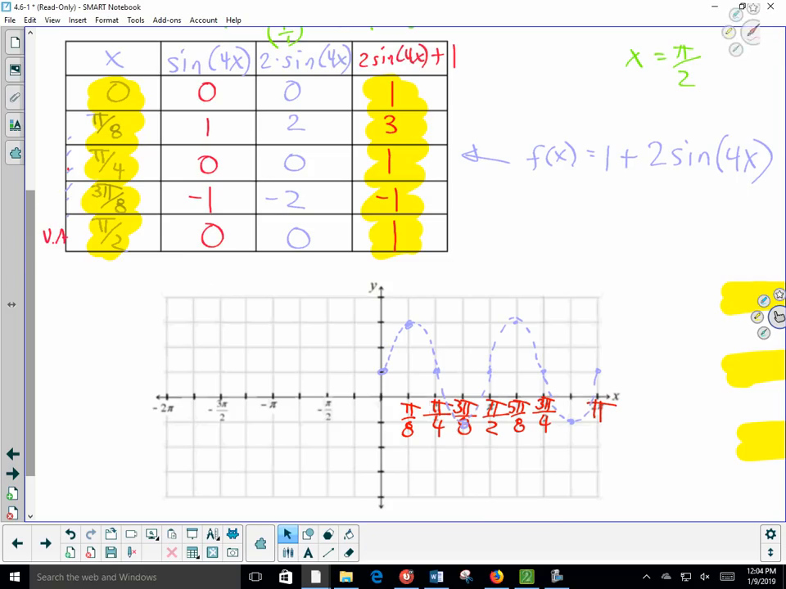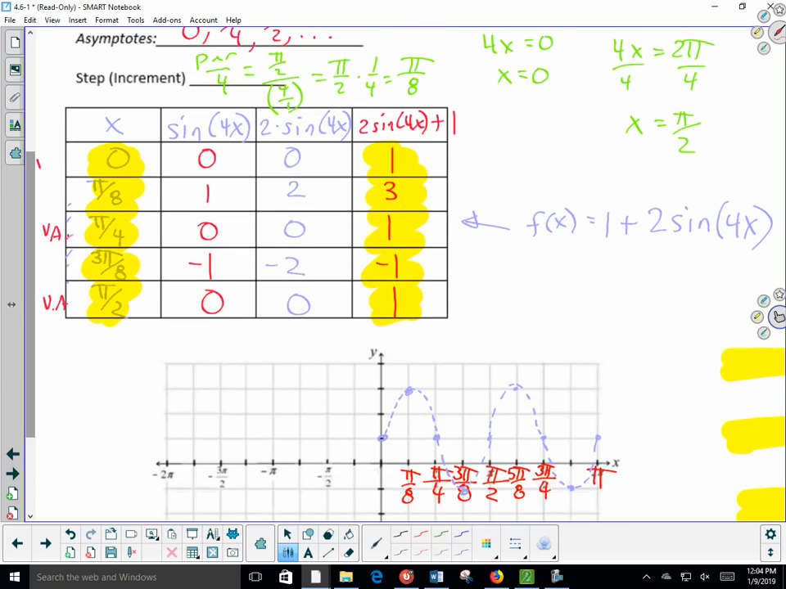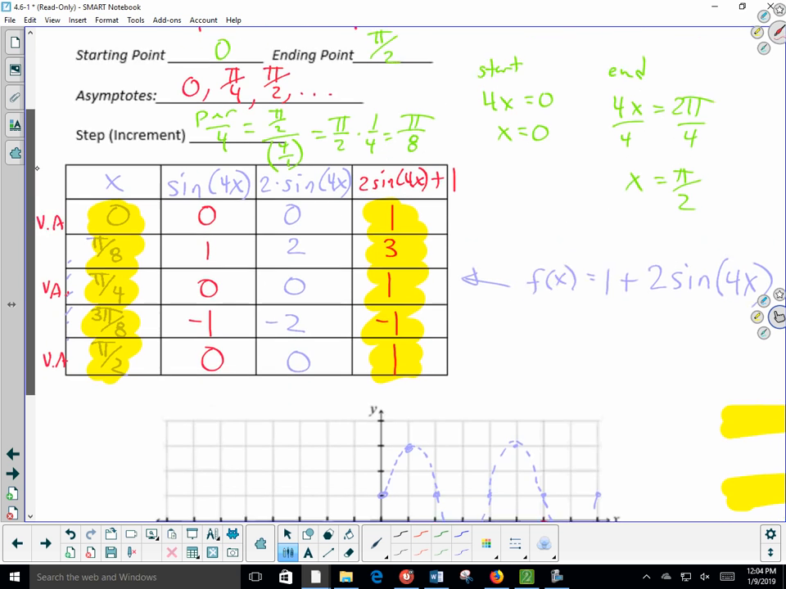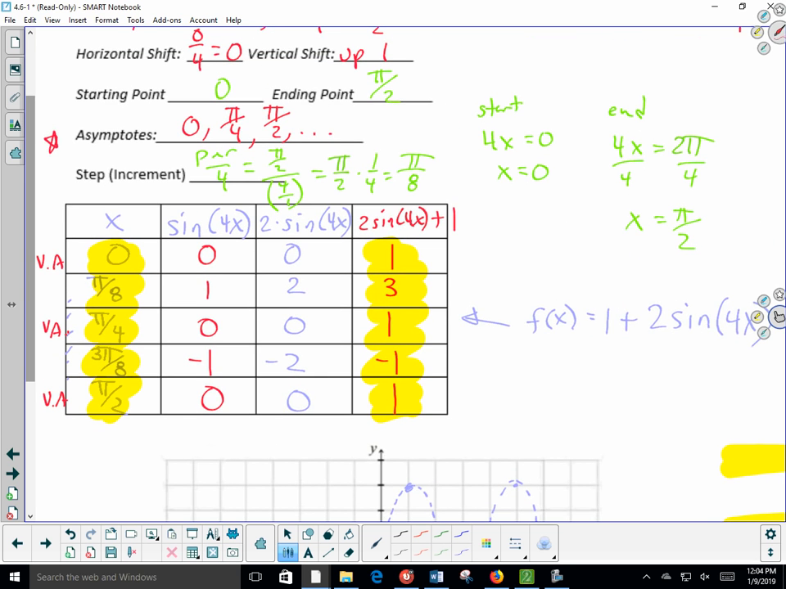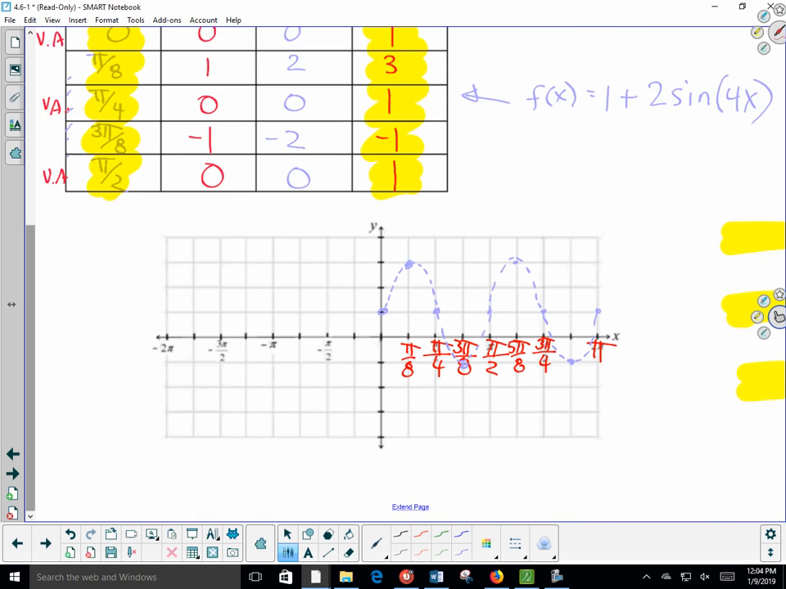Vertical asymptote at pi over 2. Vertical asymptote at pi over 4. Vertical asymptote at 0. All right, you could have just called them asymptotes, because that's the only kind we have here. So I'm drawing those in at 0, and at pi over 4, and at pi over 2. And it looks like if I see this pattern going, there's going to be another one at 3 pi over 4, and another one at pi.